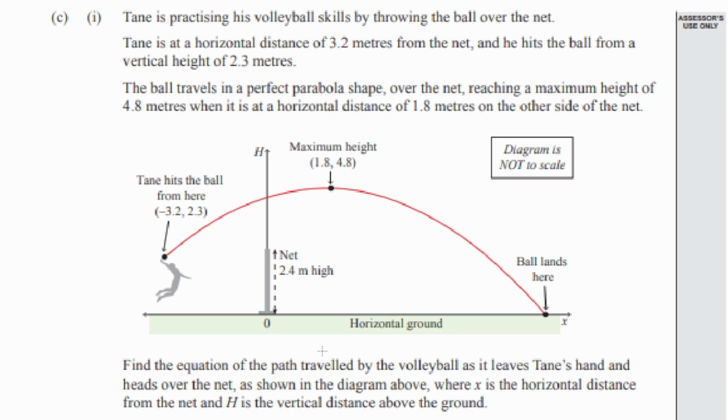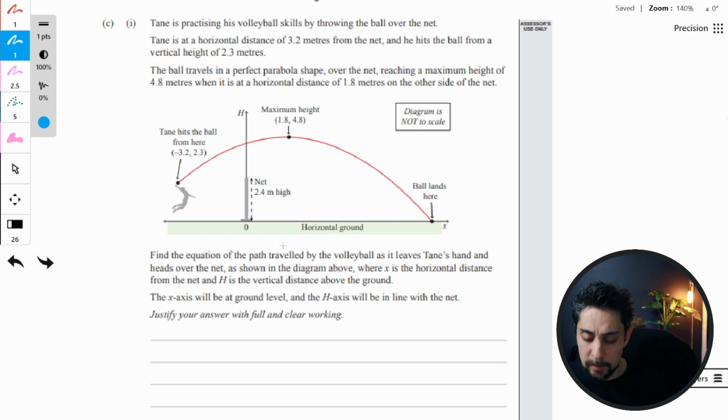Find the equation of the path traveled by the volleyball as it leaves his hand and heads over the net, as shown in the diagram above, where x is the horizontal distance from the net. The x-axis will be at ground level and the h-axis will be in line with the net. Justify your answer with full and clear working.